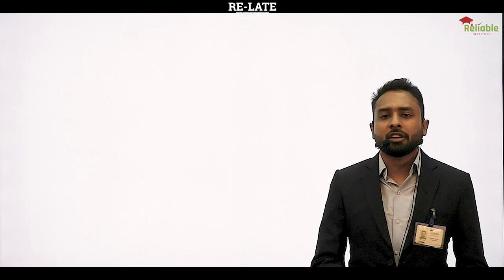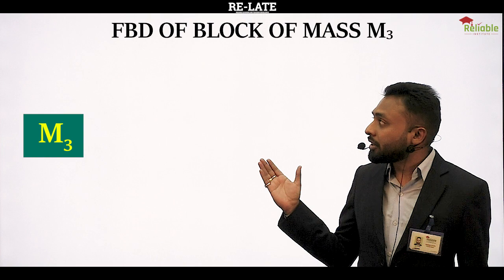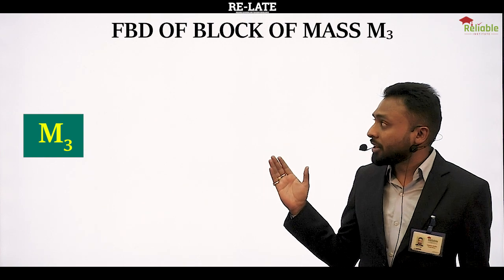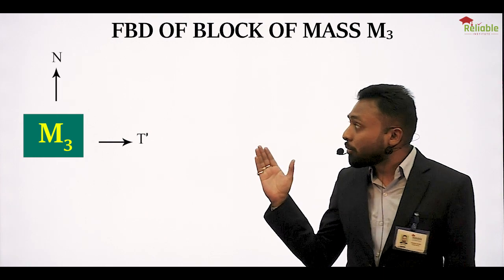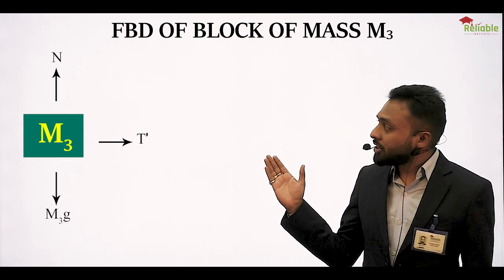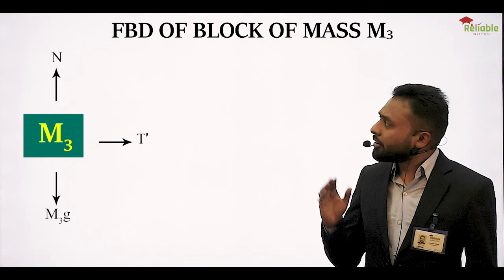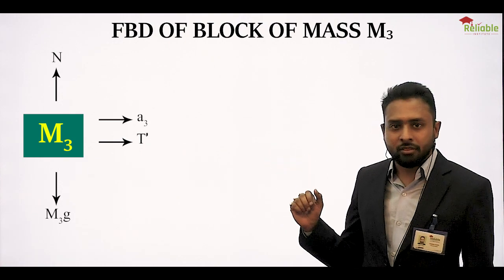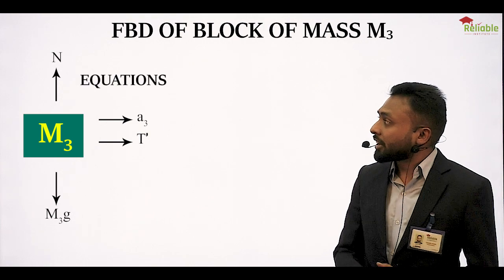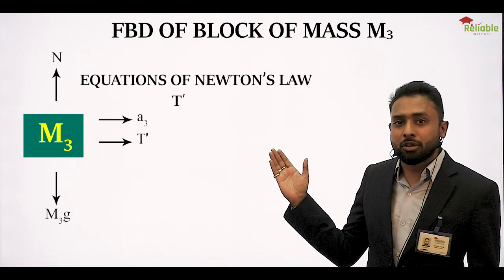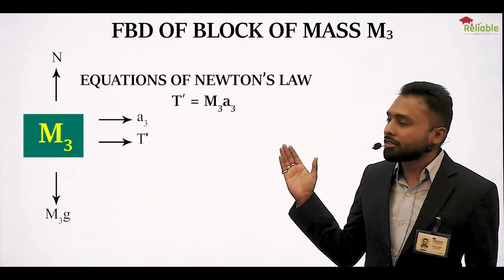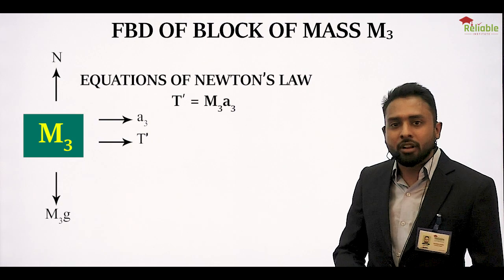Now let's analyze each component of the system, starting with block M3. If we draw the FBD of M3, the forces acting on M3 are tension T dash in the horizontal direction, a normal in the upward direction, and its weight mg in the downward direction. Let us assume its acceleration is a3. If we write Newton's second law for this block, we get T dash equals m3 a3, which is Newton's second law in the horizontal direction.